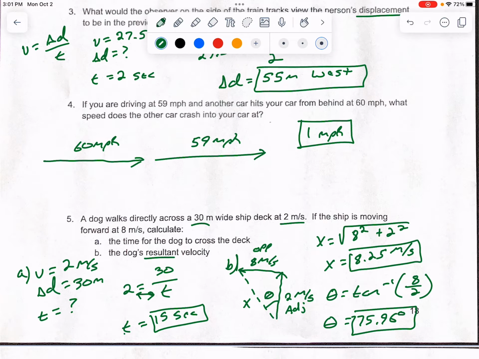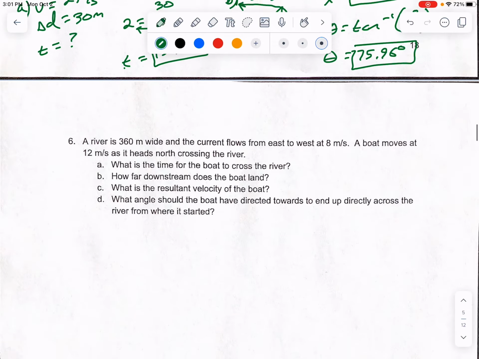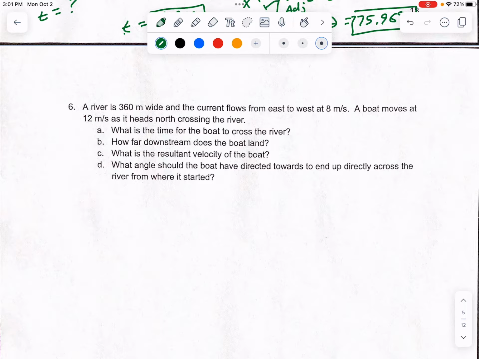Okay, so now let's actually do more practice on that stuff. So we're going to do this boat problem on number 6, and then that'll finish off this video. A river is 360 meters wide, and a current flows from east to west at 8 meters per second. A boat moves at 12 meters per second as it heads north crossing the river.